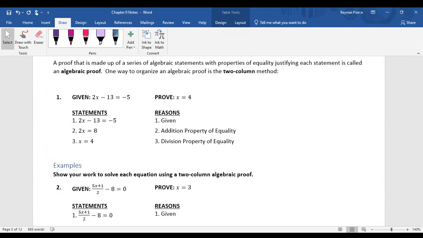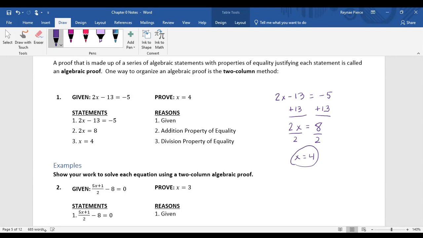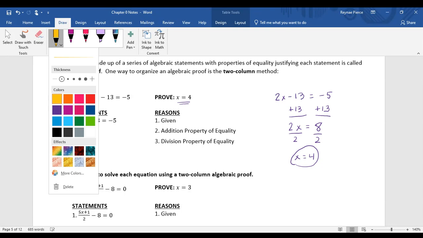But before we jump into this proof, if you were given just the equation 2x minus 13 equals negative 5, the first thing that I see, I'm going to add 13 to both sides. That gives me 2x equals 8. And then to get x by itself, since this is 2 times x, I divide both sides by 2, and that gives me x equals 4. Notice what I get down here is what I'm trying to prove, so I'll put that in yellow.